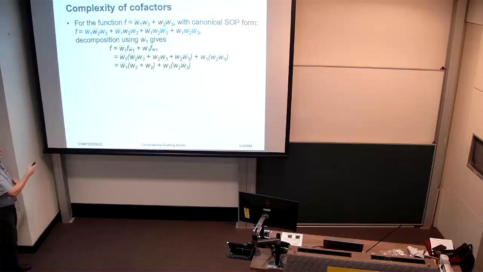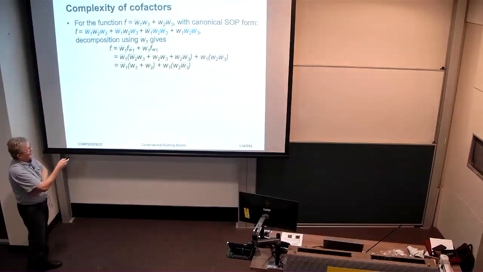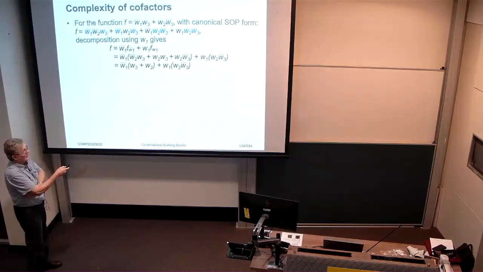In this case, let's do it with respect to W1. So the terms that have not W1 in it are the first one, the second one, and the third one, right? The fourth one has W1 in it. So we see that for not W1, the cofactor of F with respect to W1 bar is not W2, not W3, or not W2 W3, or W2 W3, or W2 not W3, as we see listed here. That can be simplified, of course. And the cofactor of F with respect to W1 is simply W2 W3 bar, as we see here.